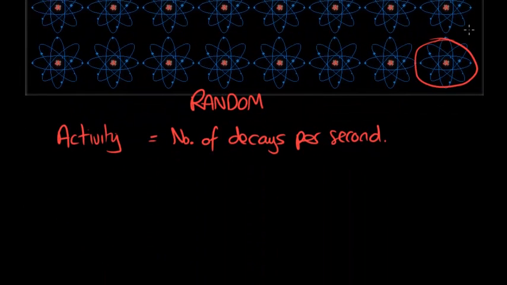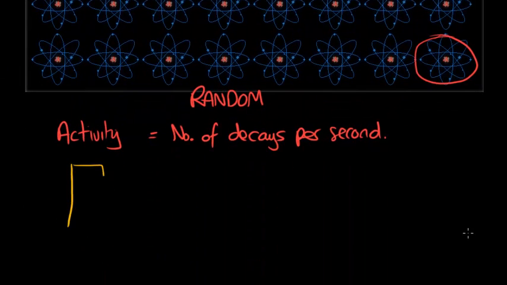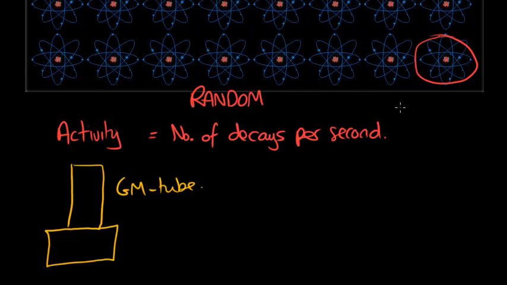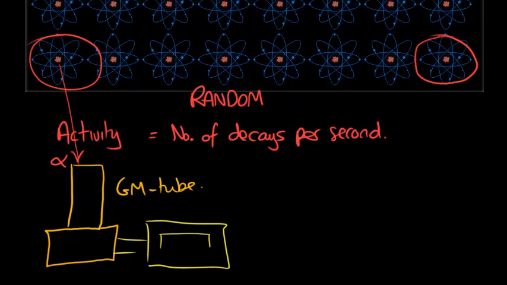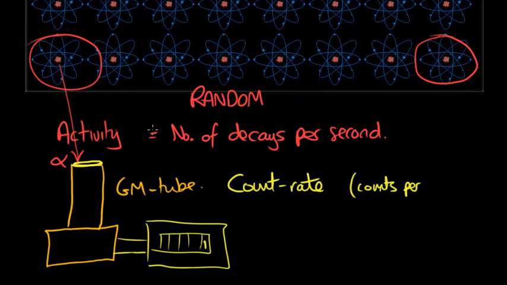So how could we measure this? Well, we use a device called a GM tube or a Geiger-Müller tube. And when one of these nuclei decays, let's say that this one decays and it spits out an alpha particle, the GM tube will pick up the alpha particle and send a pulse to a counter, and then we know that one of those nuclei has decayed. Now we only manage to pick up a certain proportion that enter through the window of the GM tube, but it gives us an indication, and this measure is called count rate, usually in counts per minute.